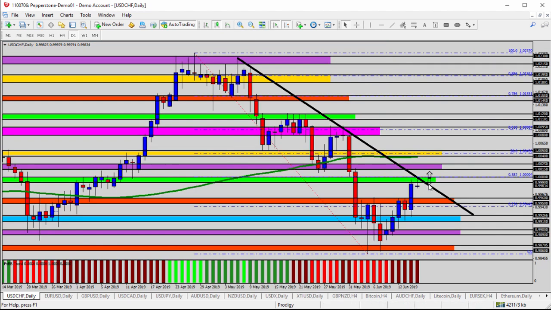Really it highlights the fact that we're looking for one of these two scenarios, one of these two actions to happen. It's either going to break above it and continue the rising trend, and we look for opportunities to buy it, or it stays underneath it and we look for opportunities to sell it.